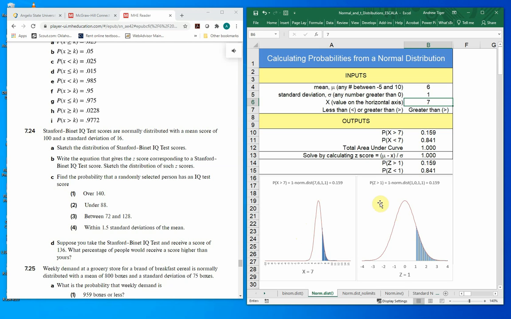I'm not going to go into how we move things to a standard normal, but there's also the equivalent problem solved using the standard normal distribution, how that works also, but I'm not going to cover that in this video.